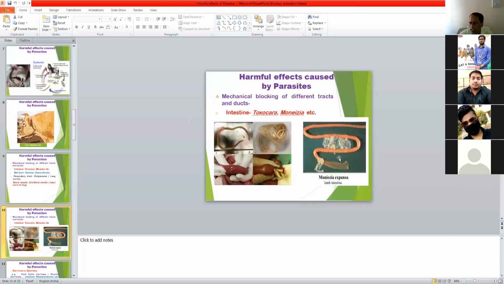Commonly देखिएगा sheep या goat में इस type का फीता कृमि Moniezia expansa उसके intestine में मिलेगा, उसके incise कीजिएगा तो, this causes mechanical obstruction, क्योंकि वो बहुत सारे function को obstruct कर देता है intestine के function, क्योंकि these are large worms. Moniezia expansa, Toxocara vitulorum is a large worm, and when present in large numbers cause mechanical blocking or mechanical obstruction of the intestine.